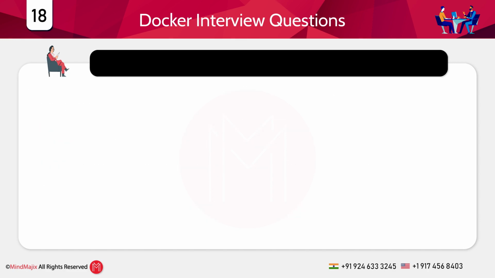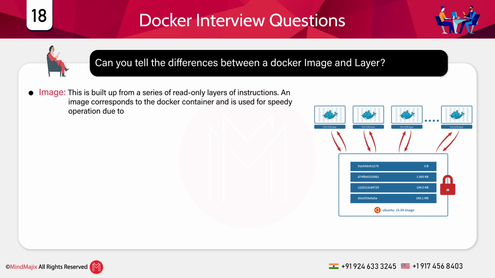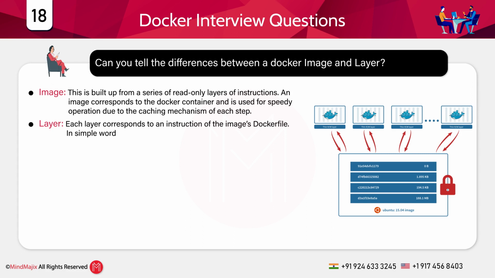The 18th question, can you tell the difference between the Docker image and the layer? The first difference is that the image is built up from a series of read-only layers of instructions. An image corresponds to the Docker container and is used for speedy operation due to the caching mechanism of each step. Now, what is the layer? Each layer corresponds to an instruction of the image's Dockerfile. In simple words, the layer is also an image, but it is the image of an instruction run.